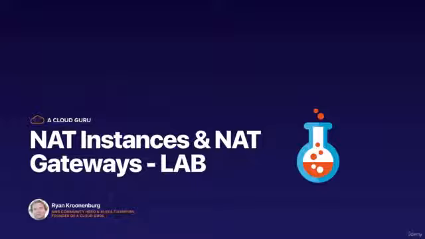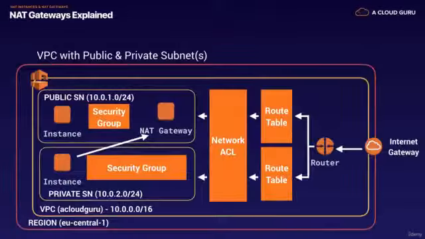So NAT just stands for Network Address Translation. And essentially what we want to do is enable our EC2 instances in our private subnets to still be able to go out and download software. In order to do that, they need a way of communicating to our internet gateway. However, what we don't want to do is make our subnets public. We still want a degree of control. So what we're going to do is create these things called NAT instances and NAT gateways.